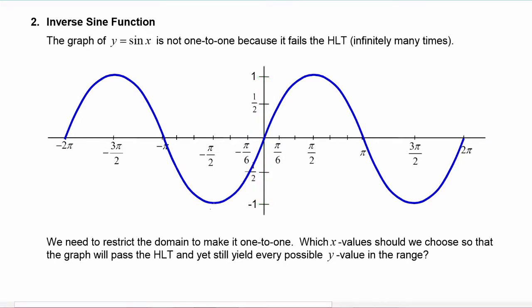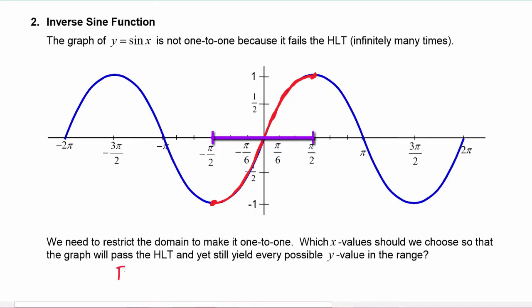So the standard is to choose from -π/2 up to +π/2. We pick that section of the graph to use because, as you can see, we will get every possible y value from -1 to +1. And now when we pass a horizontal line through the graph, it will only intersect that red section of the graph in one point at a time. So now this function will be one-to-one in the restricted domain.